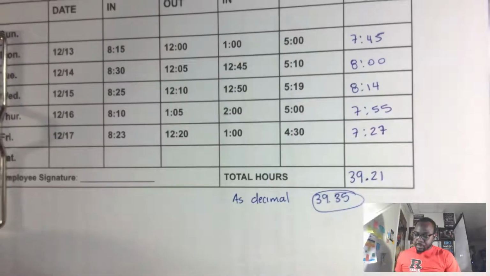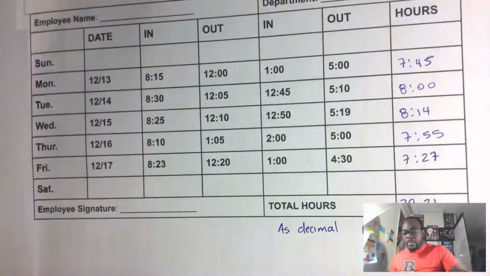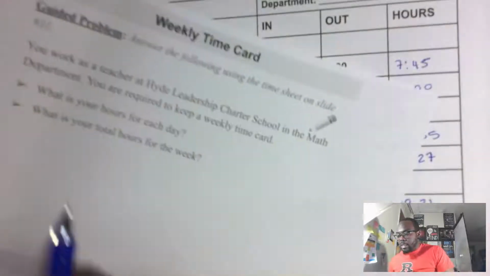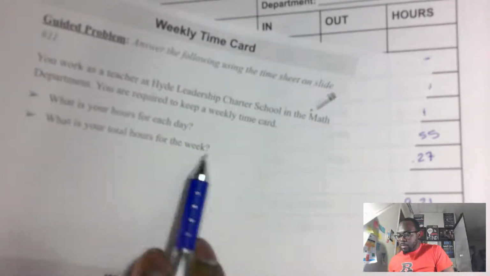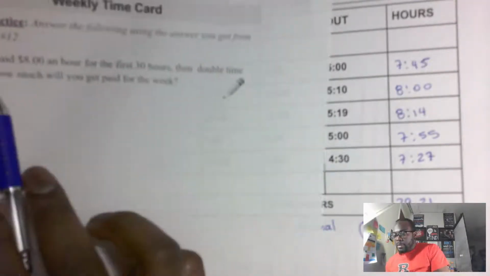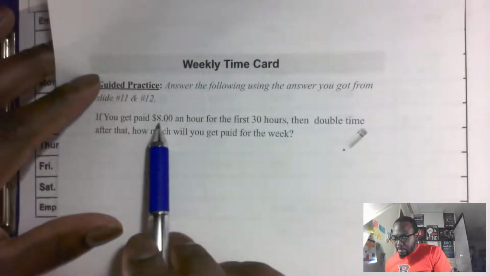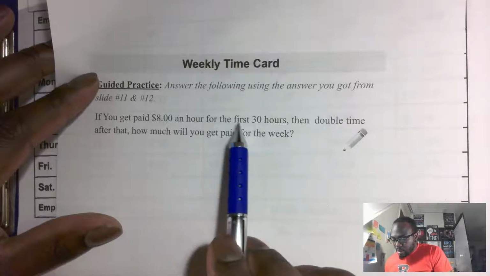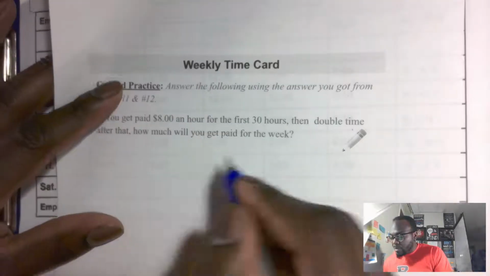So there are two questions that they asked. On the first part in the assignment, it says find the daily hours, which we did, and the total for the week. Then it says, if you get paid $8 per hour for the first 30 hours and then double time after, how much do you get paid?